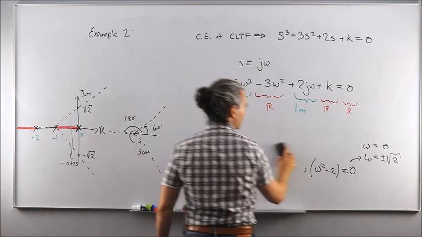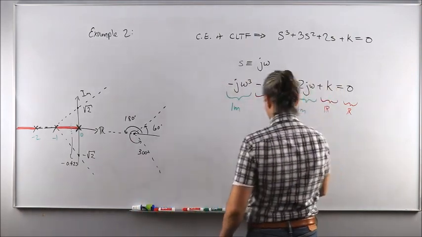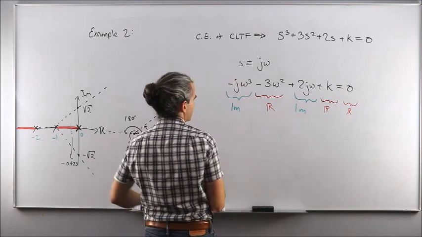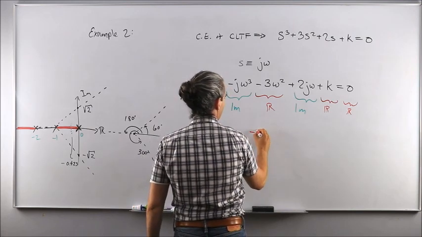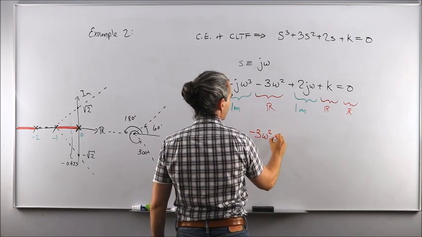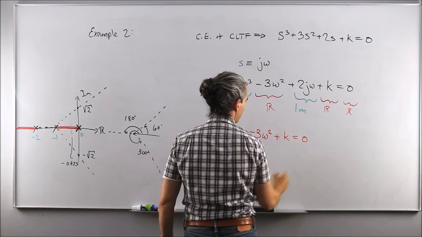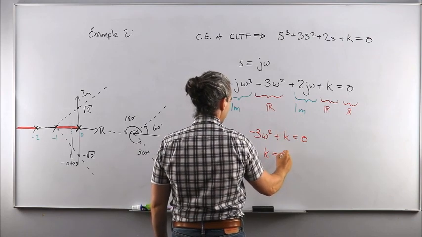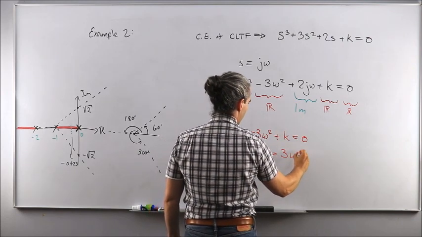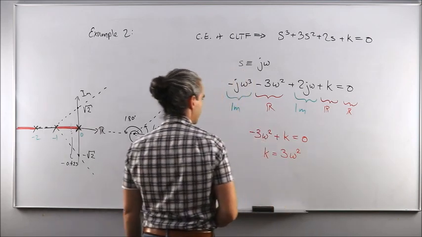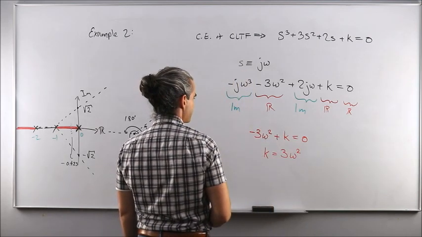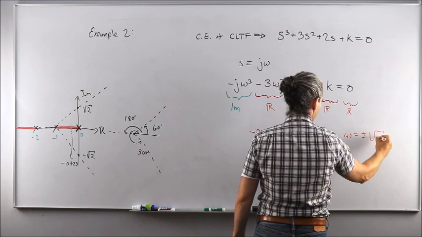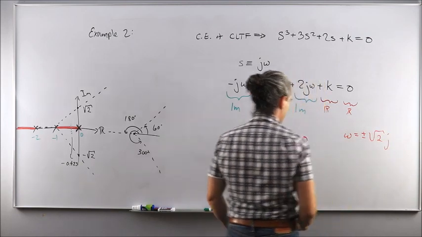Well, all you have to do is to equate the real parts of that equation. And that would be, look at that, minus 3 omega squared plus k equals 0. This is only the real terms in that equation, or in other words, you could say k equals 3 omega squared. Omega was determined to be plus minus square root of 2, without forgetting the j, obviously, right?